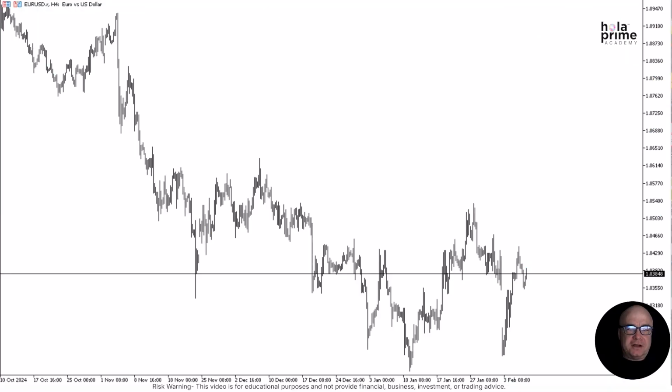In front of you on my MetaTrader 5 platform, I have a 4-hour chart of the euro against the US dollar, and it is zoomed way out. And the main reason is that I want to be able to show you what I'm talking about.